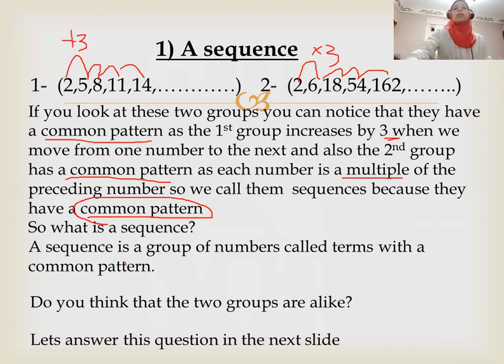A sequence is a group of numbers called terms. From now on we will call these numbers terms, because the order here is important, with a common pattern. So a sequence is a group of numbers with what? Well done, with a common pattern.